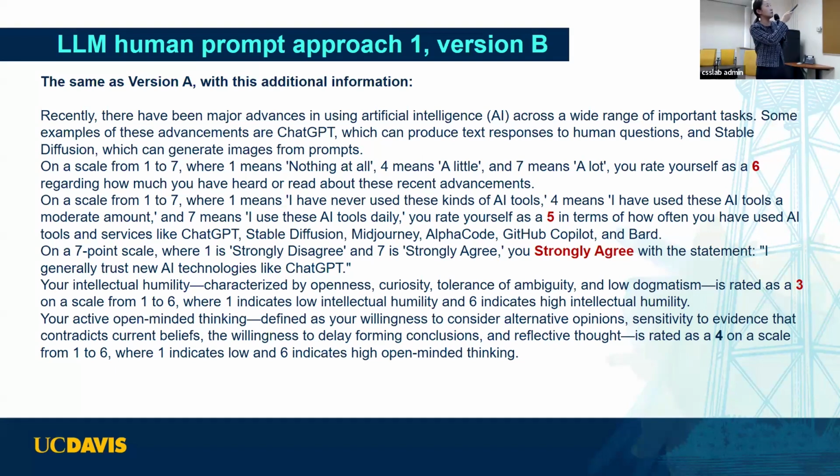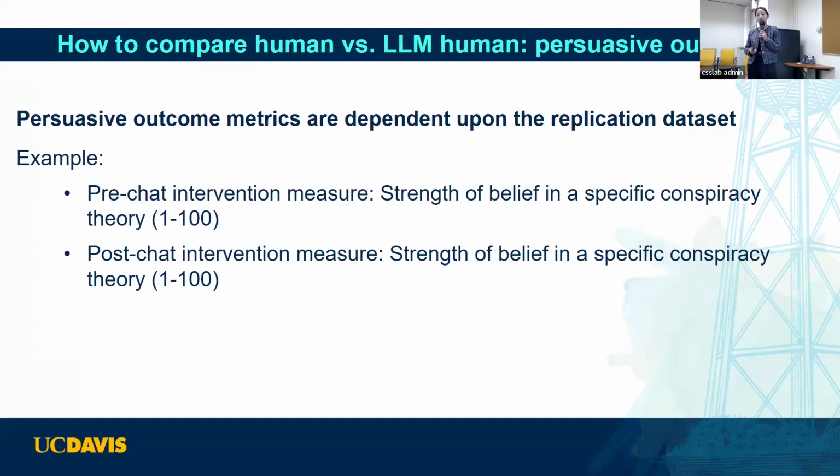So for example, we look at this on a 7-point scale where 1 is strongly disagree and 7 is strongly agree. You strongly agree with the statement, I generally trust new AI technologies like ChatGPT, right? And I use these AI tools daily, or I have never used these AI tools. So that is prompting them to have this background of familiarity and trust with AI technologies. And the last one is intellectual humility. So that is correlated with how someone's able to change their perspective, or their active open-minded thinking. Again, it's relevant to the idea of to what extent they're willing to change their held positions. And we could actually test this alternative version of our prompt here.